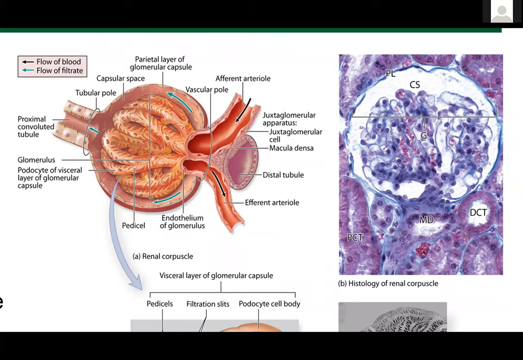But regardless, these are cells that are packed together more densely than their neighbors. That's why they're named that. And these are cells that help to sense renal blood flow. So they're dense and they're different looking in appearance because they have a different job.